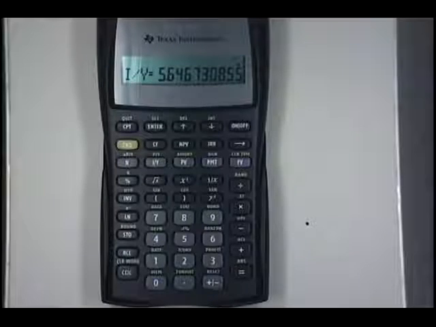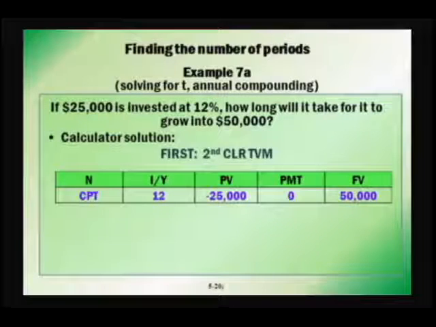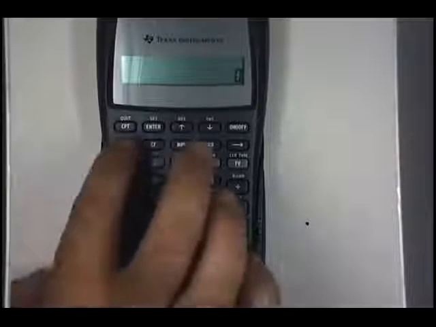Let's take a look at the calculator. Here we're looking at solving for the time. So if 25,000 is invested at 12%, how long will it take for it to grow to $50,000? We have 12% interest rate. We're starting with the $25,000, which would be a negative number because that's my cash outflow into the investment, and $50,000 will come back to me. Let's put that on the calculator.